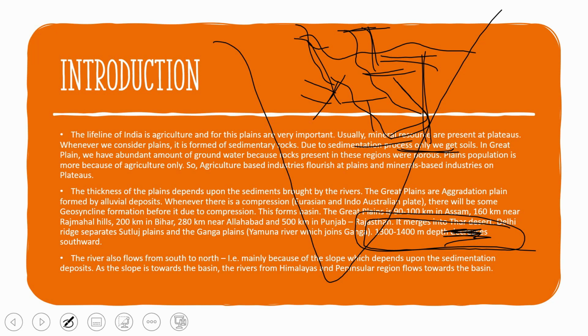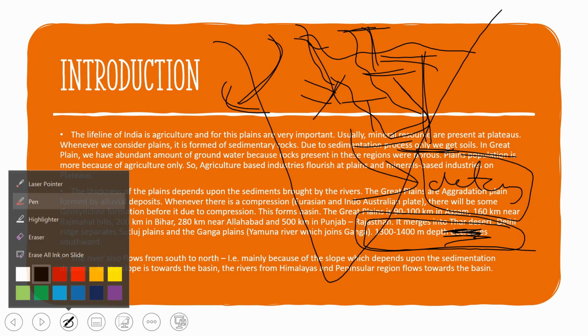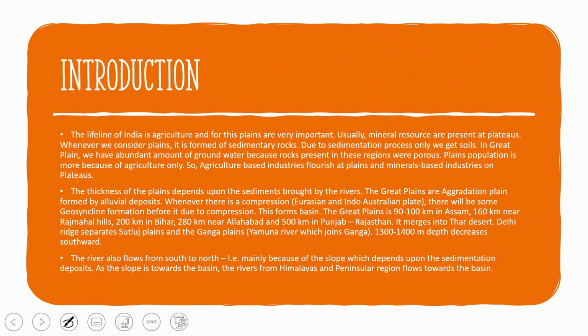Okay, and in the west you will get the formation of estuaries, and in the east you will get the formation of deltas. Why this happens, I have explained in a separate lecture. You can find it on my channel. The river also flows from south to north, and that is mainly because of the slope.